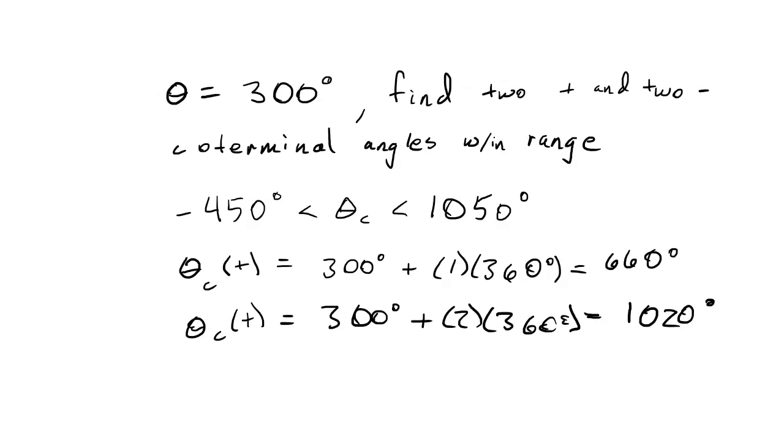To find the negative solutions, you'll do the same thing, except instead of having a 1 for k, you'll have a negative 1 and a negative 2. And those will give you the solutions. So this is how you approach a problem like this in your homework.